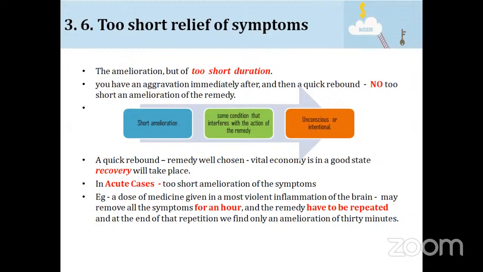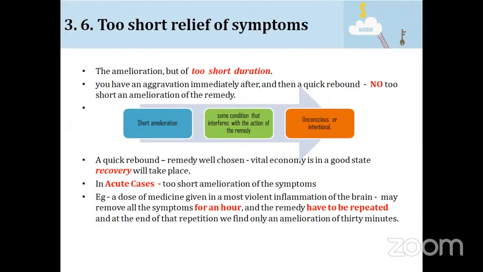And why does it happen so? There is some condition which is interfering with the action of the remedy, and that action may be unconscious or intentional from the side of the patient. That is what he is trying to relate. And here he tells that it is a quick rebound of the well selected remedy. If the vital economy is in a good state, the recovery will take place. And in acute cases, you can see sometimes too short amelioration of symptoms.